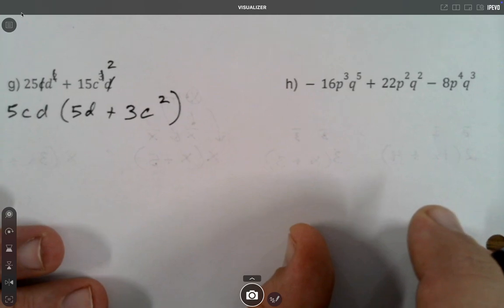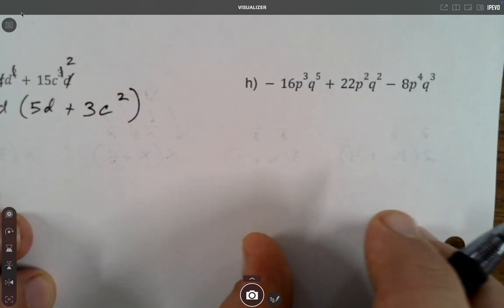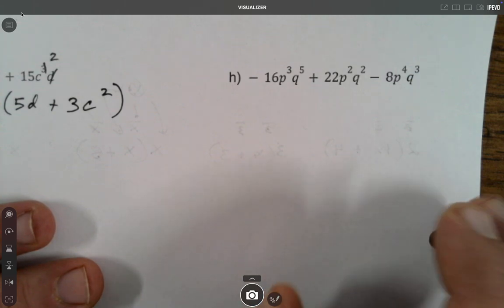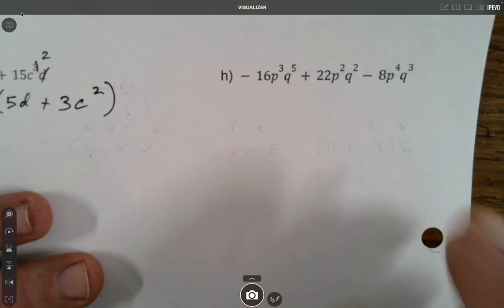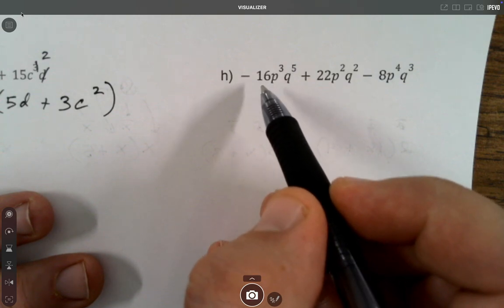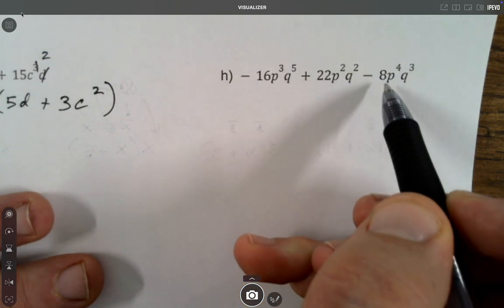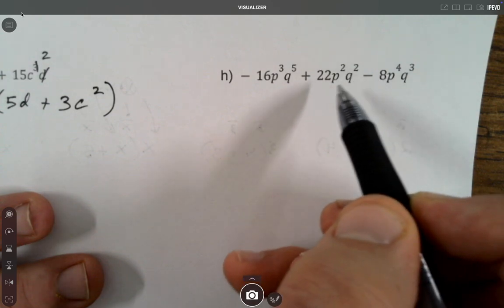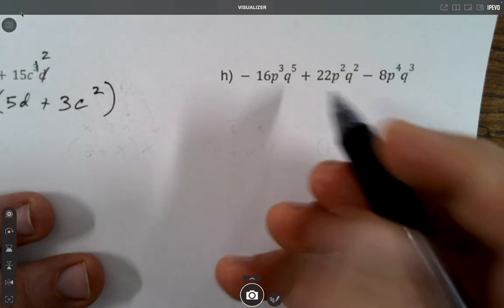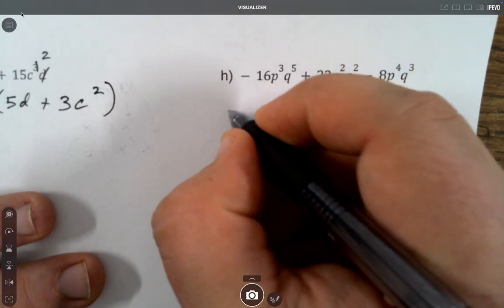Okay, H. Now I know this is looking more and more complicated, but it's more so just being careful and being thorough that it is complicated. So we start with the numbers. 16, so I think like 2, 4, and 8 can go into that, which 8 works for 8, but 8 doesn't go into 22, and neither does 4. So 2 is the biggest number that we can pull out.